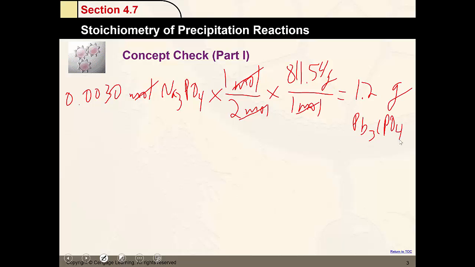of lead phosphate. Do the same thing for the other reactant. So we have 0.004 moles of lead nitrate.